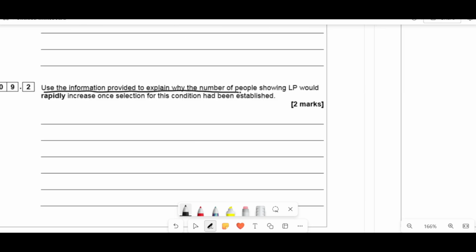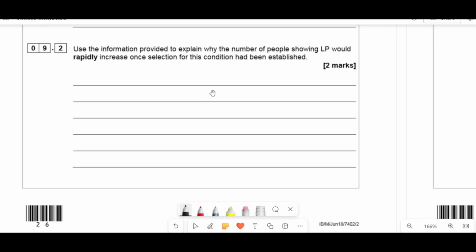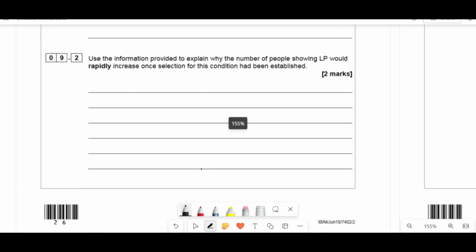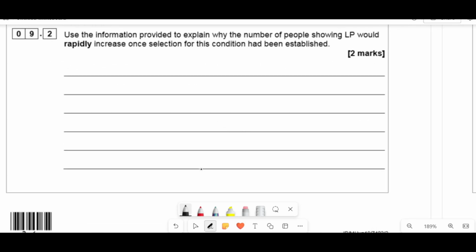Use the information to explain why people who have LP would rapidly increase once selection had been established. So it's telling you that at this point in time, there is selection for this, so these people with LP are more likely to survive and reproduce. Why is it happening fast, right? The only reason I can think of, based on all of this information alone, is it's got to be something to do with the allele being passed on. And what, right? If we look at the allele, it is dominant. So that's the only reason as to why it would go faster, because it's clearly just dominant.